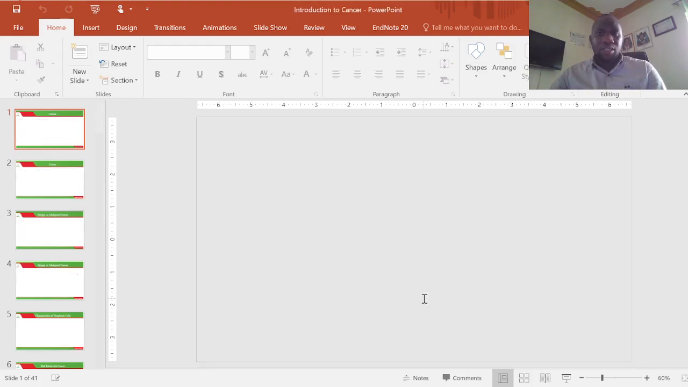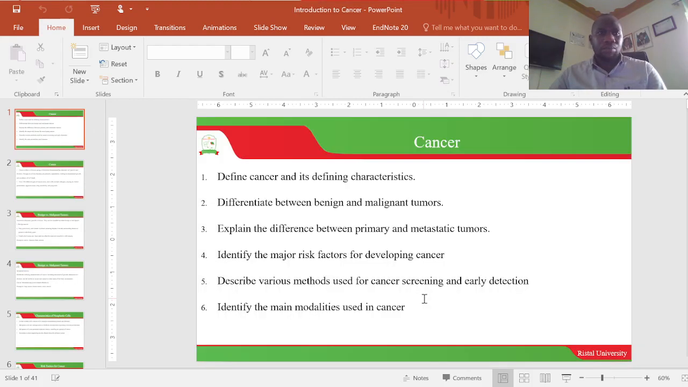So, all right, let's look at cancer. We are going to focus mainly on what it is, what the types are, what the risk factors are, the treatment modalities, and how we classify cancers. Those are the things that we are basically going to look at in this presentation.